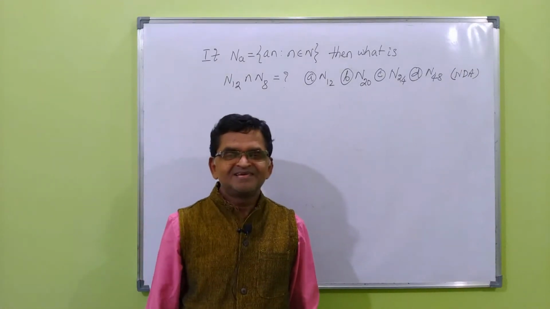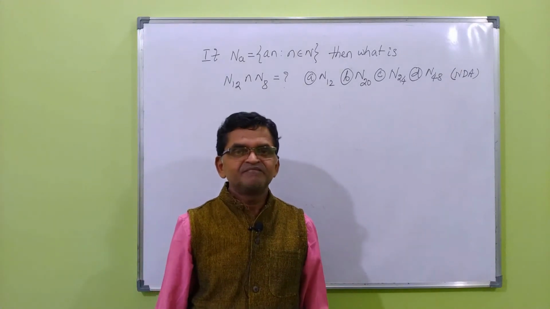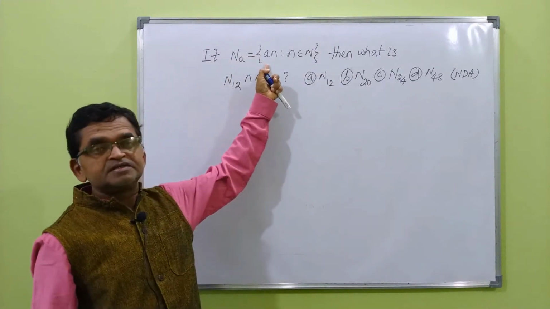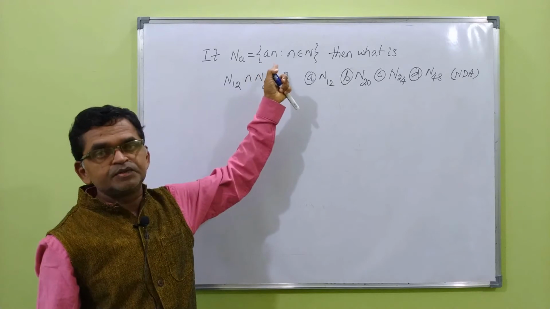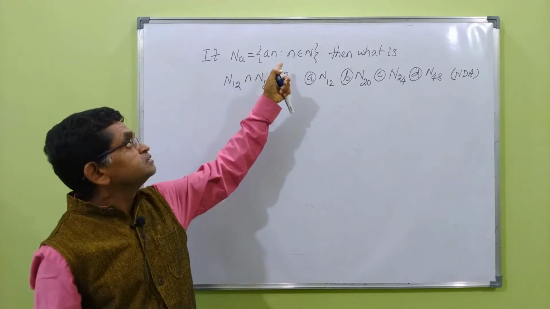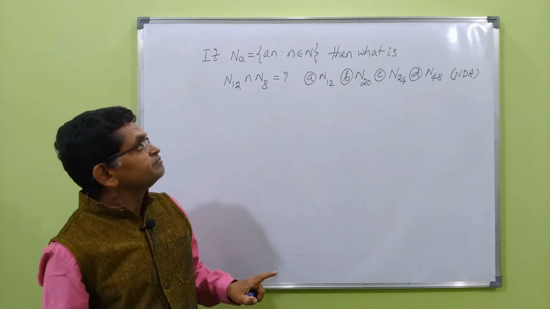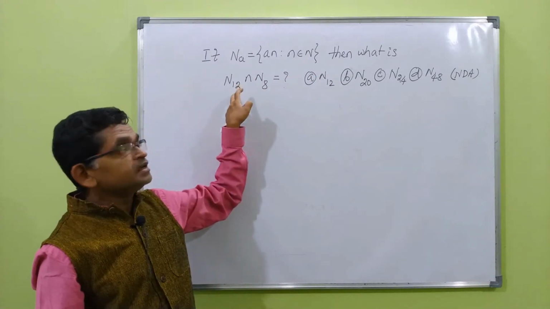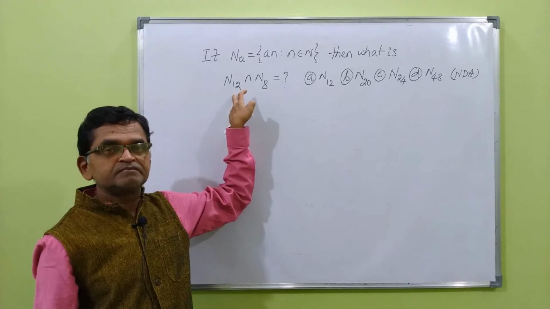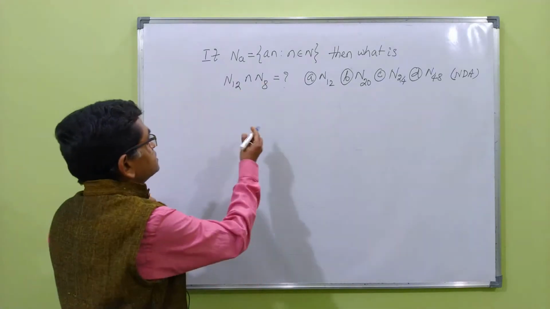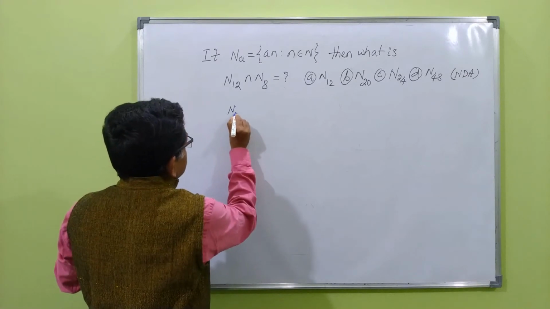Hello friends, this is another example. If N_A is defined as the set of all A into n, such that n is a natural number, then what is N_12 intersection N_8? This is the question. I hope you understand what is N_12.